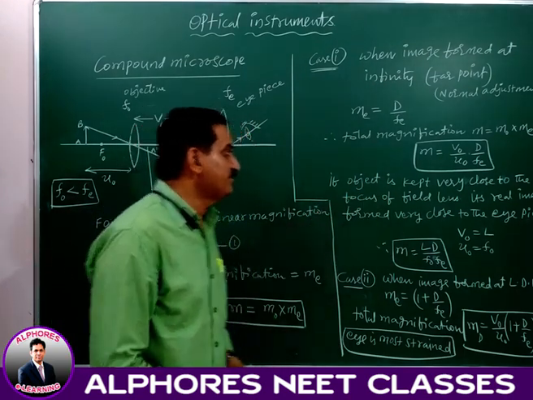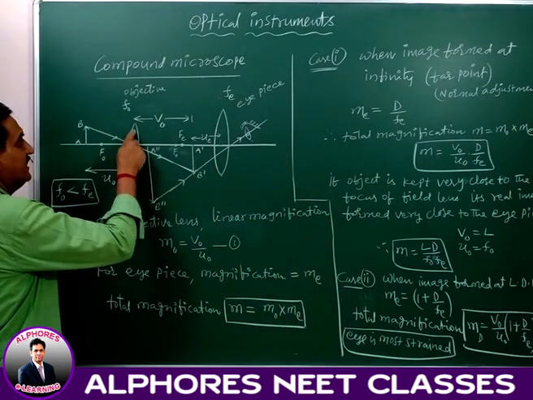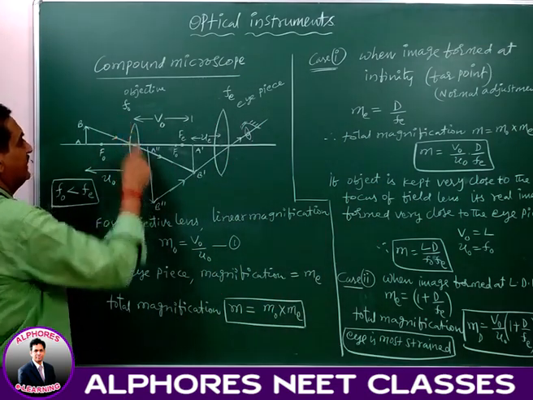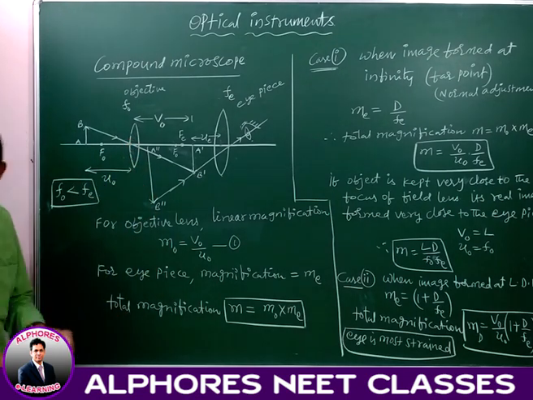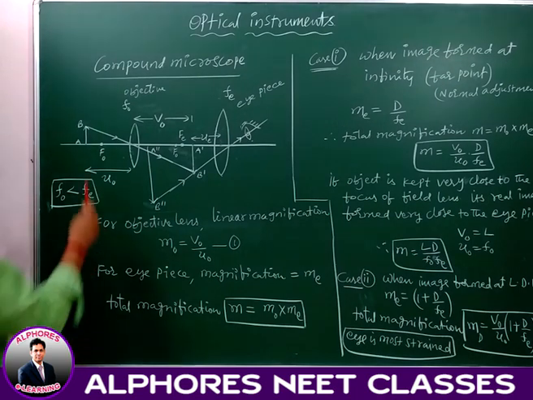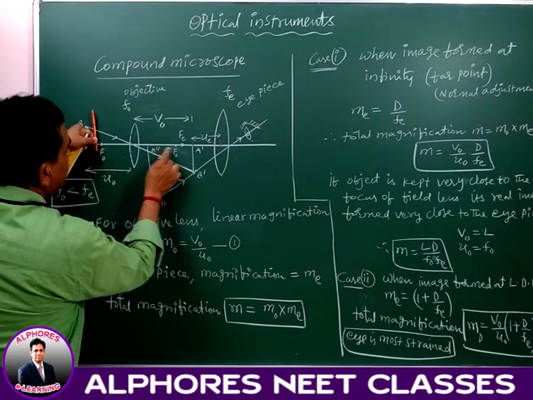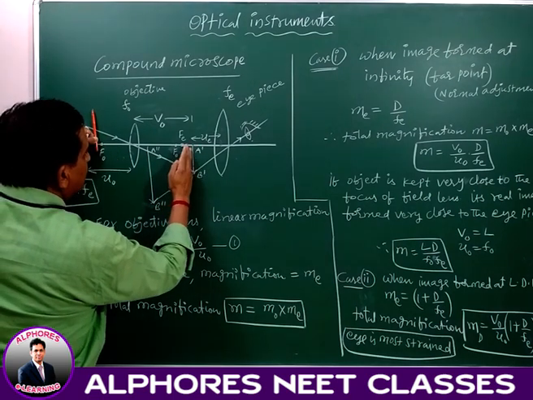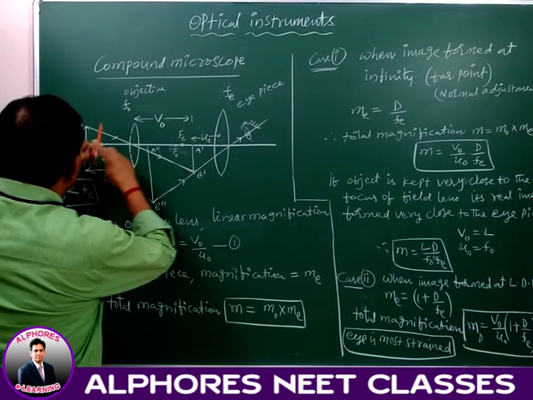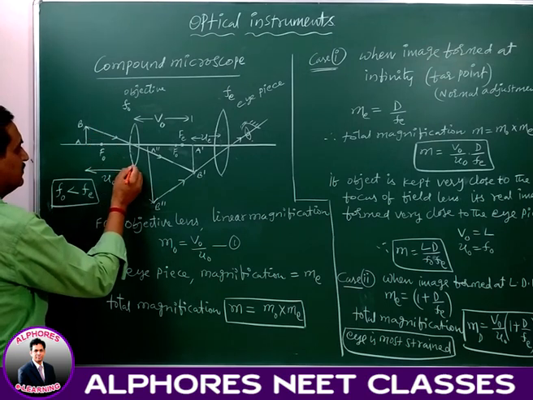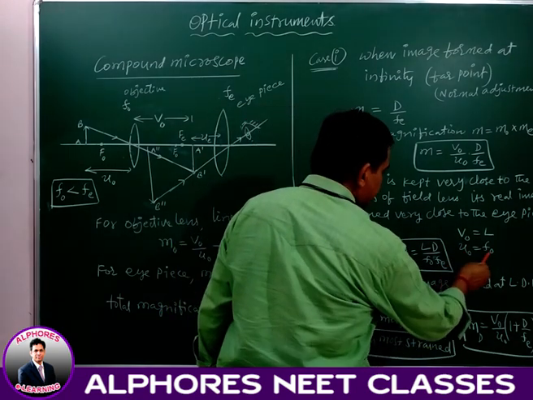If the object is kept very close to the focus of the field lens, see, this objective lens is nothing but the field lens. This is also called the field lens. When this object is slowly moved towards the focus point, what happens? Its corresponding image A dash B dash slowly moves towards the eyepiece. It is very close to the eyepiece. Then here the object distance becomes f naught.